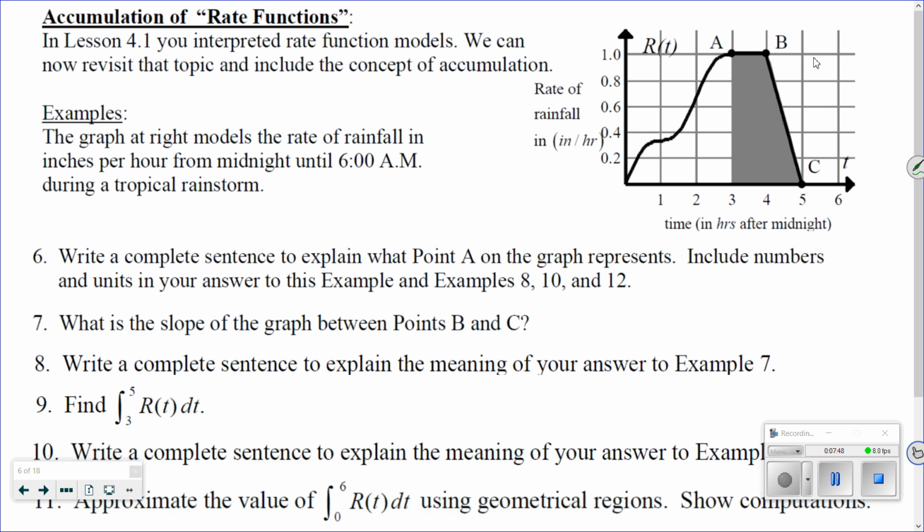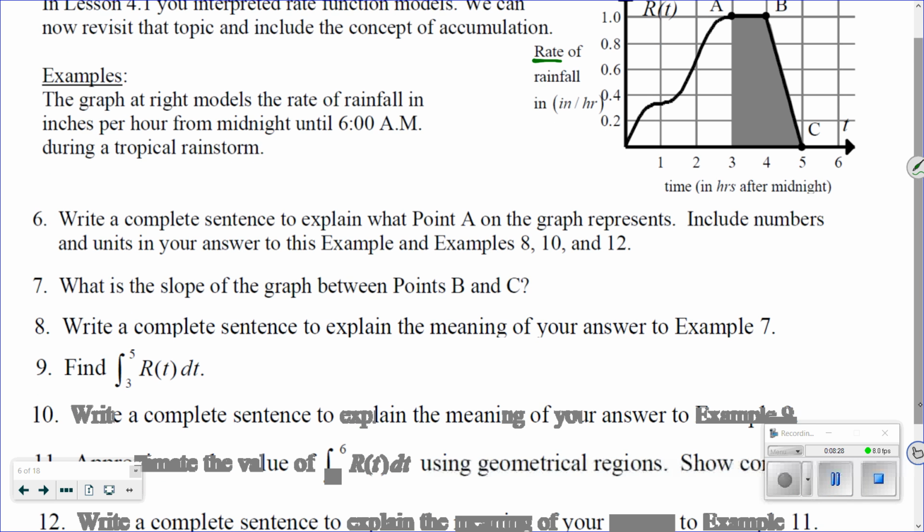All right, so this one says the graph at the right models the rainfall in inches per hour from midnight to 6 a.m. during a tropical rainstorm. So just be careful. This doesn't tell us how much rain fell. This tells me the rate, right? The rate that the rain fell, and it's in inches per hour. I want you to pause the video and do 6 through 9. We've done each of those before in lesson 4.1, chapter 4, way back then. So try those on your own really quick. Get your answers. Pause the video and do that. When you come back, we'll go through it together. And then we'll finish those last two and talk about this idea of accumulation.